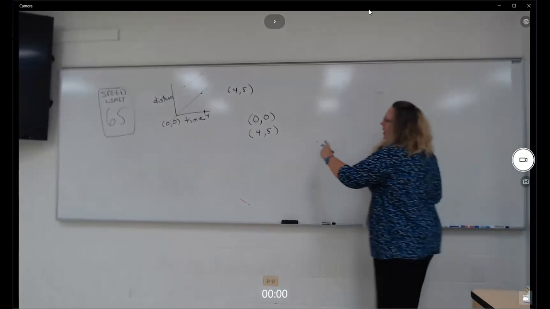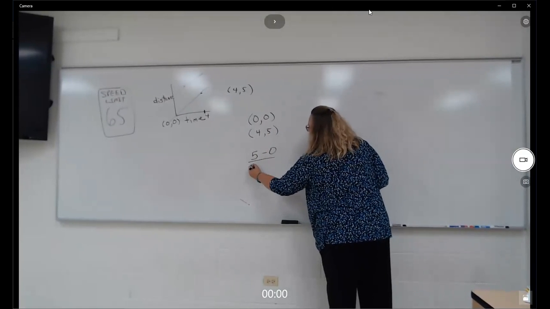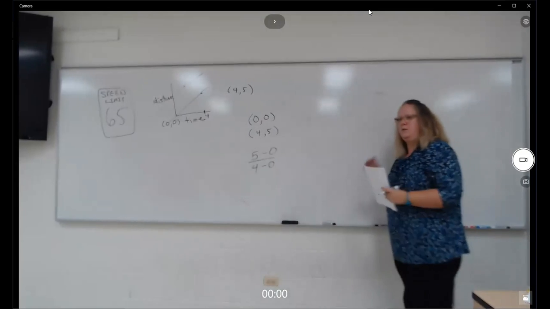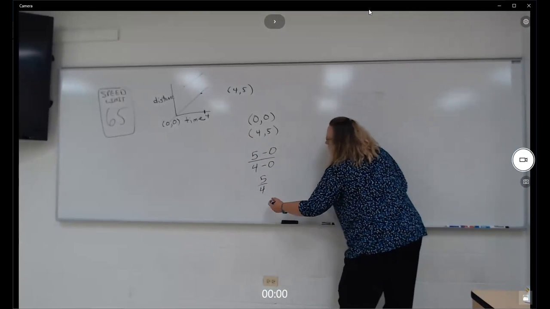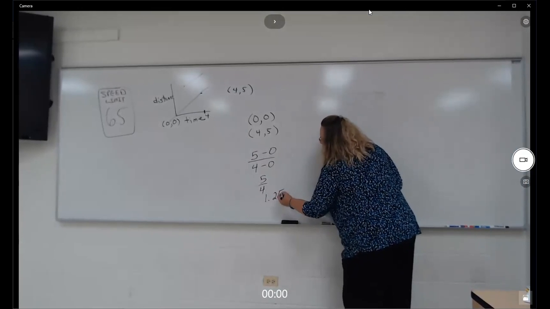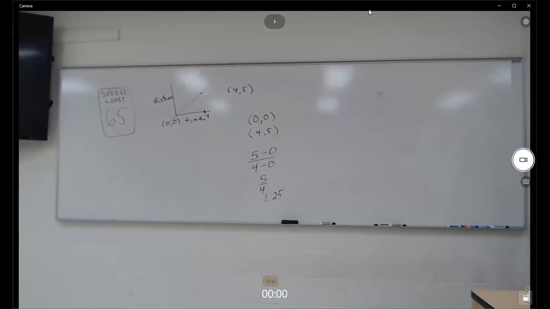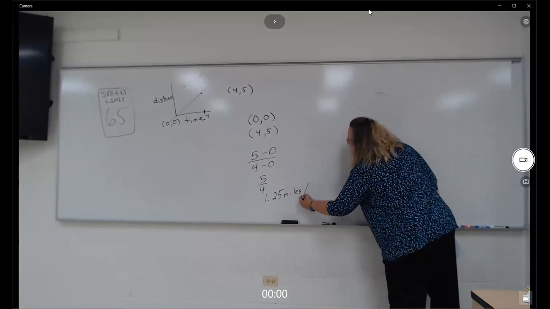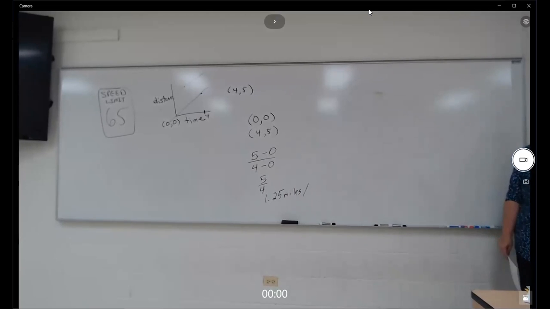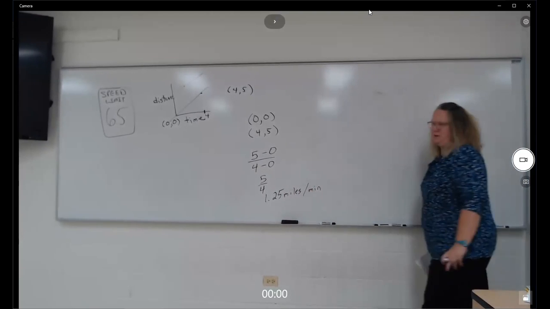So let's go find this speed. y2 minus y1 over x2 minus x1. Okay, so I get 5 over 4, or 1.25. What did we just find? The only problem is this is miles per, not hours. What is it? Miles per minute, because 4 was in minutes. So this is miles per minute.